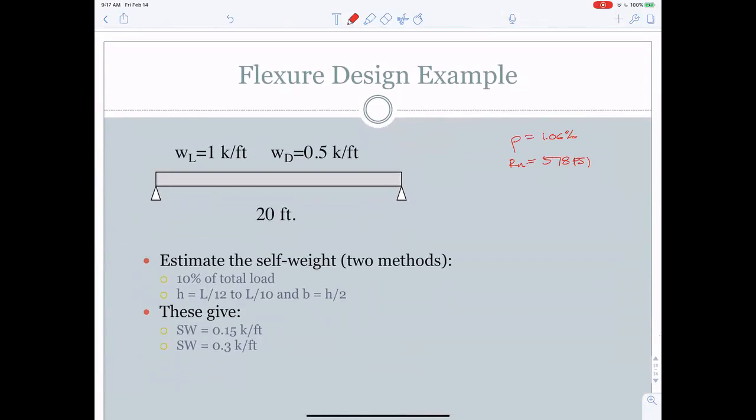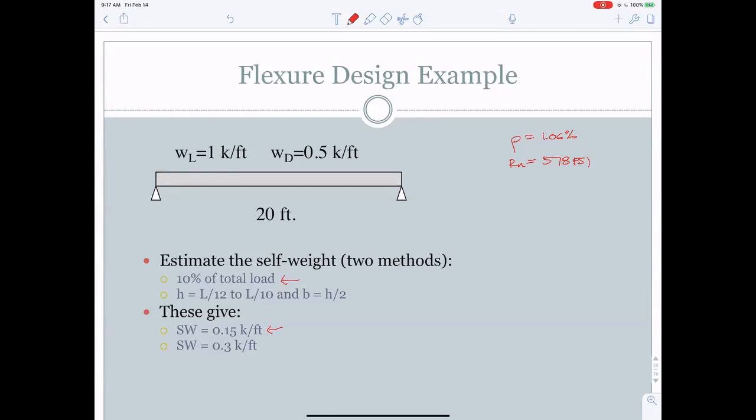So you were given the live load, the dead load, but not the self weight. And so there are 2 ways to do it. Just take 10% of the total load. So 1.5, so 10% of that is 0.15 kip per foot.